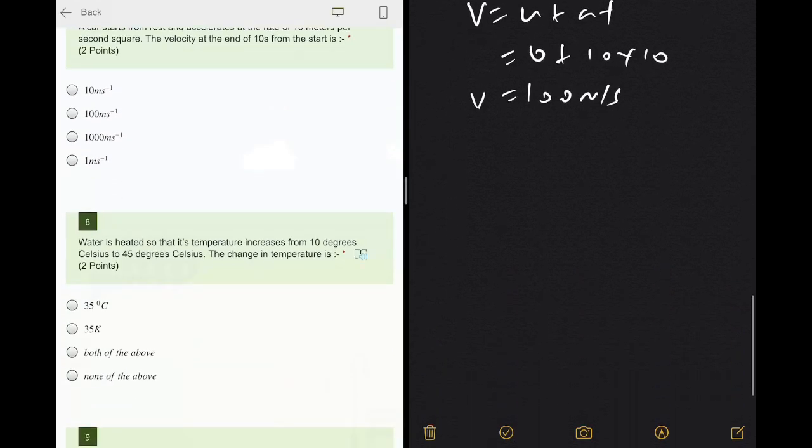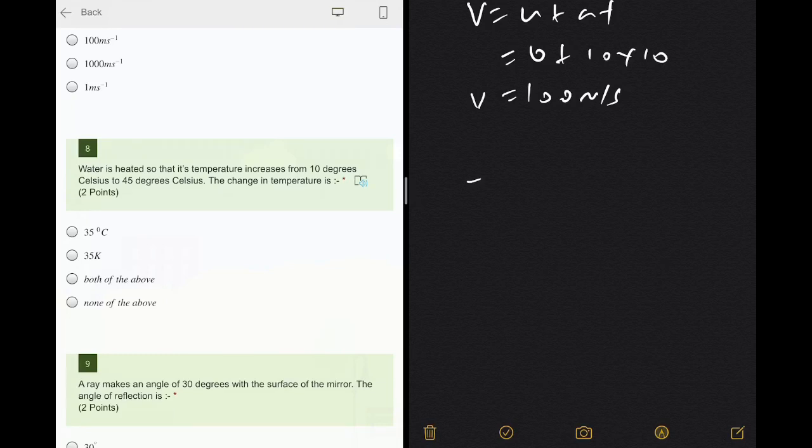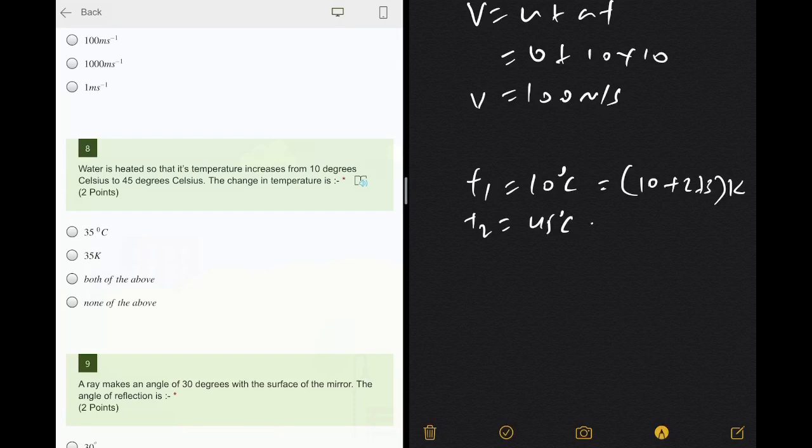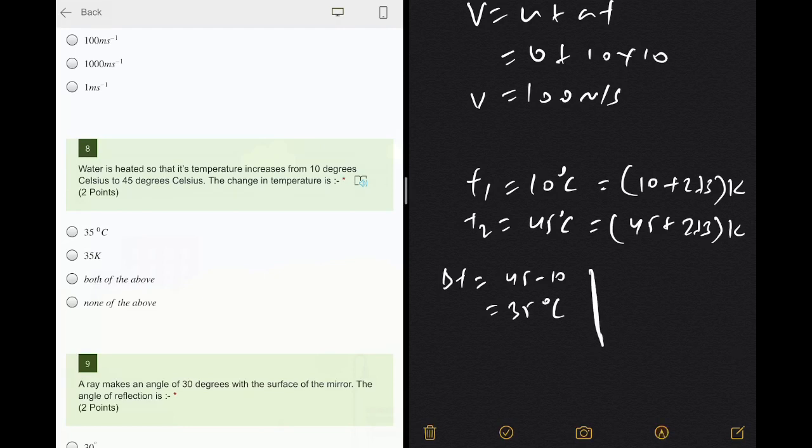Water is heated so that its temperature increases. So let's say initial temperature is 10 degrees centigrade, which is 10 plus 273 Kelvin, and the final temperature is 45 degrees centigrade, which is 45 plus 273 Kelvin. So the change in temperature is 45 minus 10, which is 35 degrees centigrade. But when you subtract, because the 273 is common to both, it cancels, so you get 35 Kelvin. Therefore here 35 degrees centigrade is correct, 35 Kelvin is correct. So both of the above options are correct.